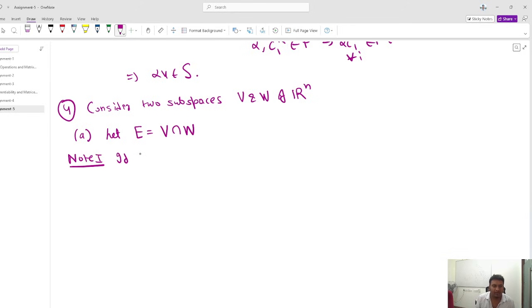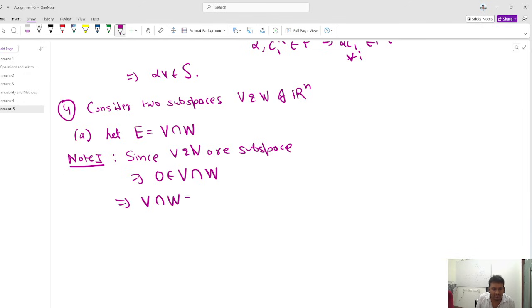Note 1: since V and W are subspaces, right? This will imply 0 belongs to V intersection W, right? So V intersection W is non-empty, right?